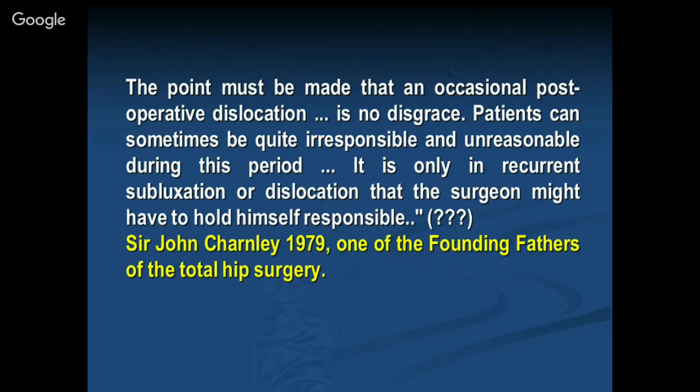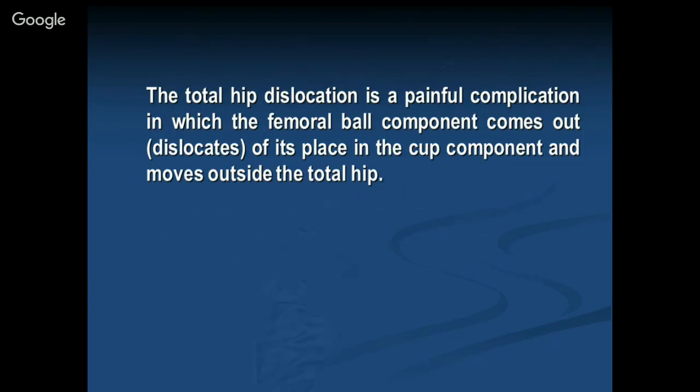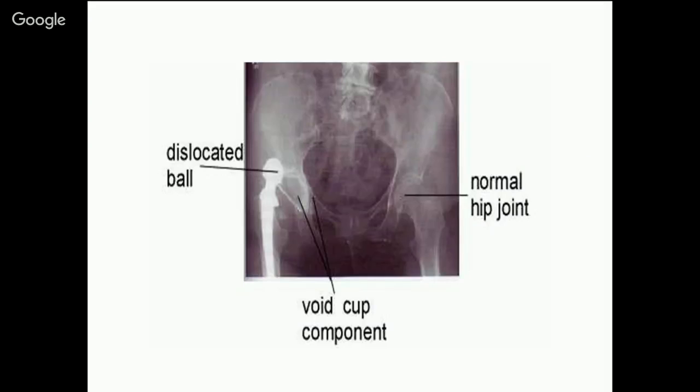The point must be made that an occasional post-operative dislocation is no disgrace. Patients can sometimes be quite irresponsible and unreasonable during this period. It is only in recurrent subluxation or dislocation that the surgeon might hold himself responsible. That's said by Charnley, the father of total hip surgery. So total hip dislocation is a painful complication in which the femoral head comes out of its place in the cup component and moves outside the total hip. So this is the dislocated hip. We have a void cup there.